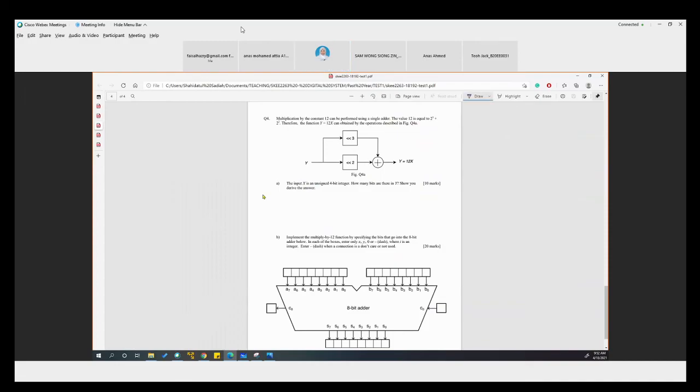How many bits are there in Y, which is 12x? Just for you to know how to answer that. 12 is one number, x is another number, and x is 4 bits. You get Y as 8 bits here because 12 is also 4 bits, represented in 4 bits at least. So the answer is 8 bits.